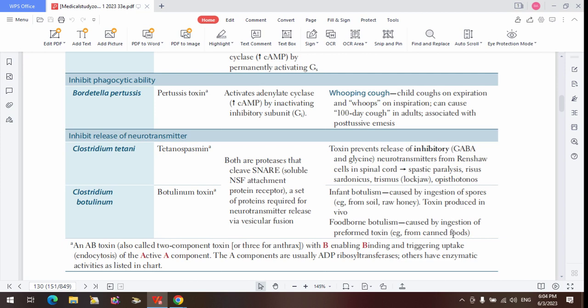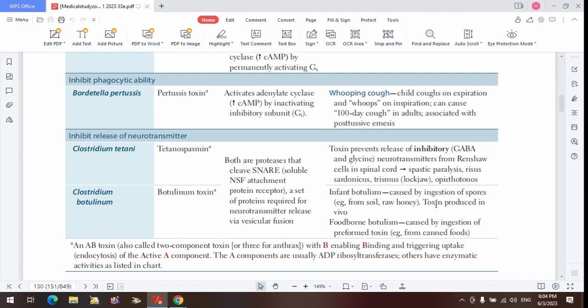So if you read the history and they are saying the person consumed a canned food, you know that that's likely to be foodborne. But if the person takes maybe soil or something that's contaminated with soil, or honey, it's likely to contain the spores. So that would be the infantile form, because it's infants that tend to put different things in their mouth. So it inhibits release of acetylcholine at the synaptic site. There's no acetylcholine to stimulate the muscle and cause muscular contraction. So they have flaccid paralysis with botulinum.